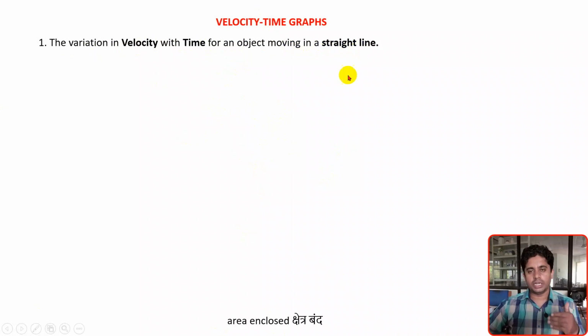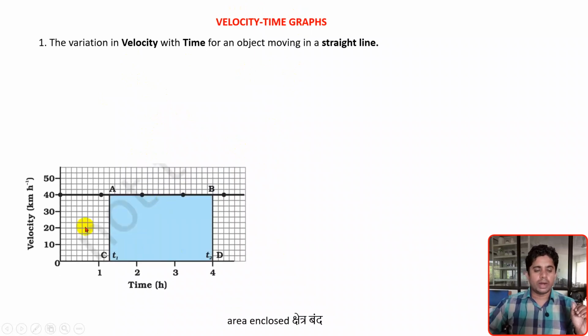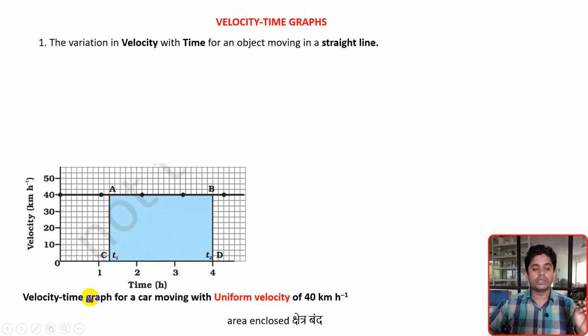There is one object moving in a straight line, and when the object is moving, we plot how the velocity of that object varies against time. That plot or graph is nothing but the velocity time graph. For example, we have taken this velocity time graph. What does it indicate? It is for a car moving with a uniform velocity of 40 km per hour.